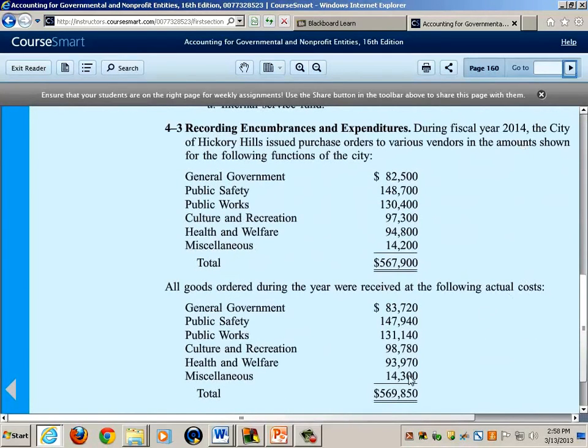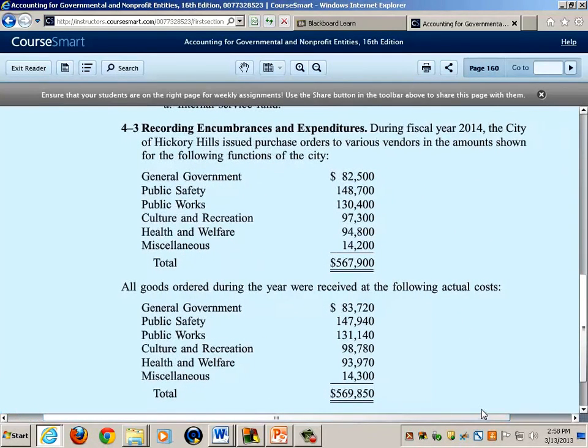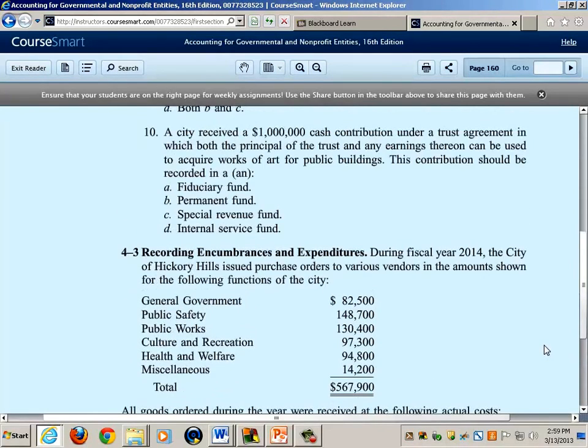This is the question I want you to take a look at, on page 160. It's a real problem, and it shows you amounts of purchase order and what was received. Just follow this along with me. How much did we order? 567. How much were the things finally? 569, right?